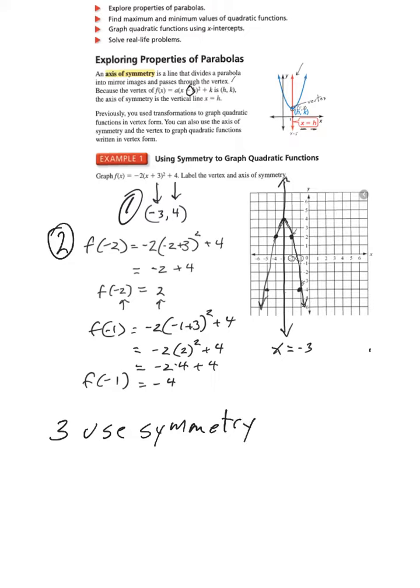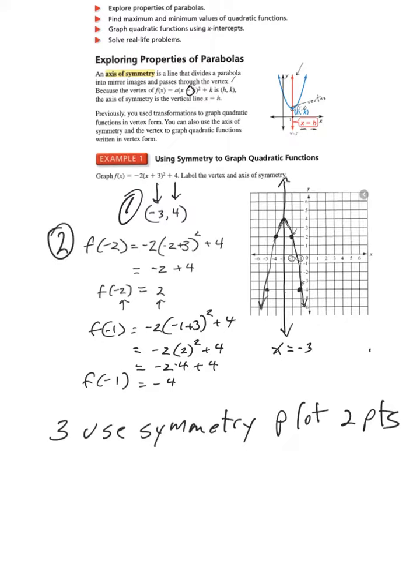To plot the other 2 points. Sorry about the mess. I have to keep my hand off the screen, or otherwise this doesn't work. So it looks a little bit messy, but be patient with me.